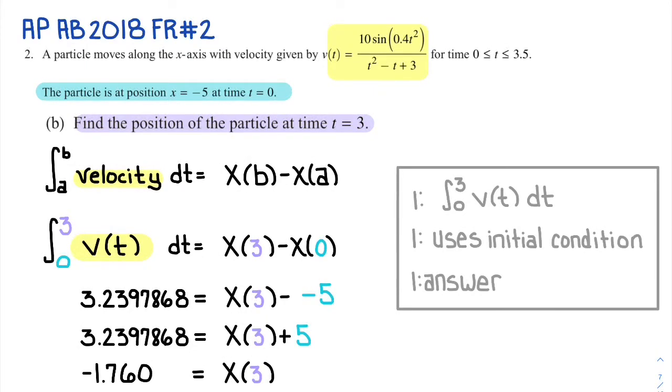Part B was worth 3 points. The first point came from setting up the integral from 0 to 3 of v of t dt. The second point came from using the initial condition, which was the particle's position at time 0, which was negative 5. And the third point came from the final answer, negative 1.760.